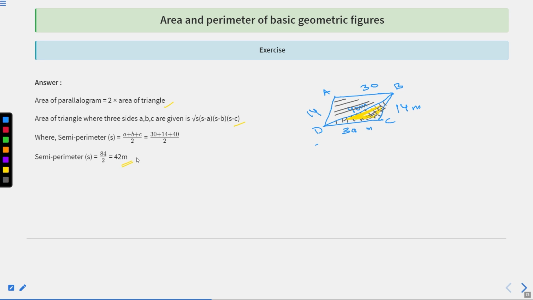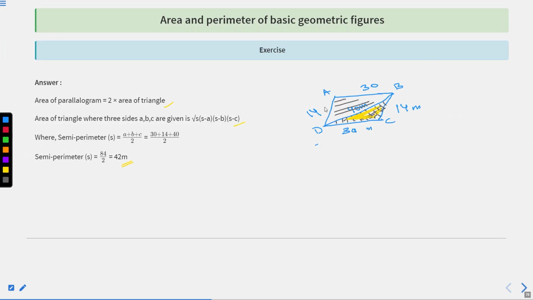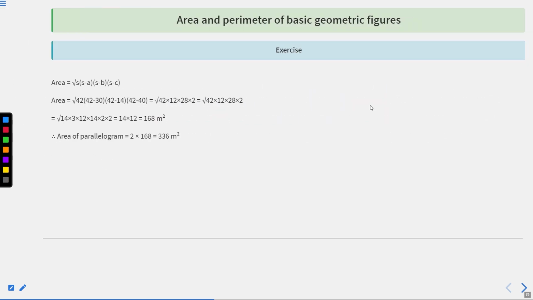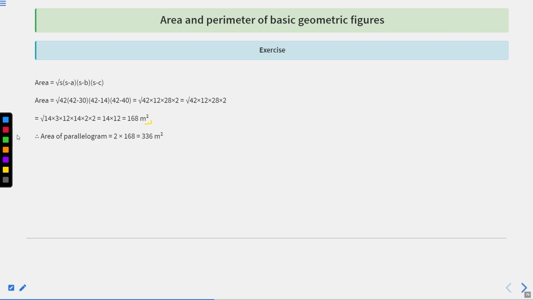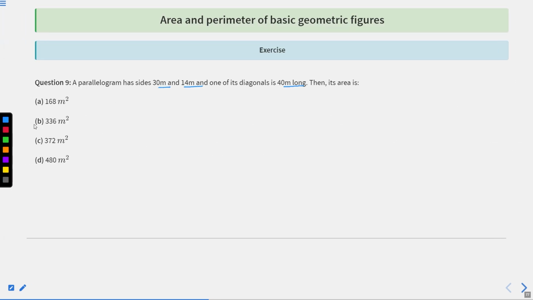Since s is known, we can easily substitute the value of s in the original formula and it will be 42 times (42 minus 30) times (42 minus 14) times (42 minus 40). And on simplification, I will have 168 meter square. This is not the final answer, this is the area of this shaded yellow region. But I want the area of the complete parallelogram. So what I will do? I will just take twice of that area. That will be 336 meter square. So the correct option will be B, that is 336 meter square.